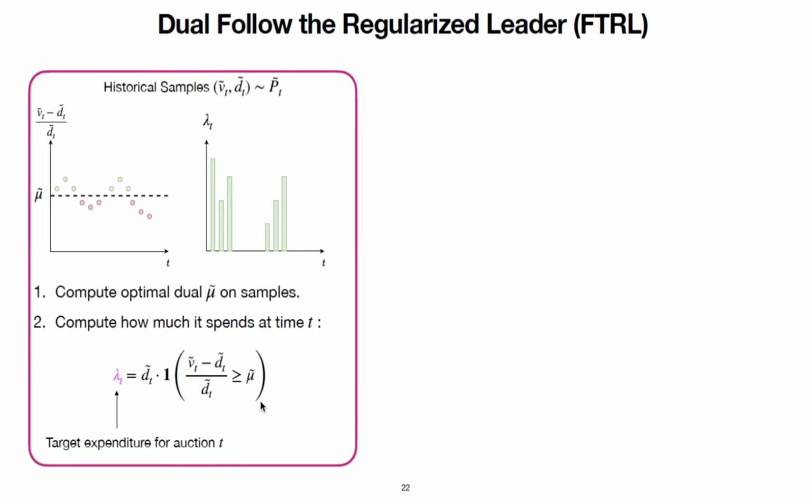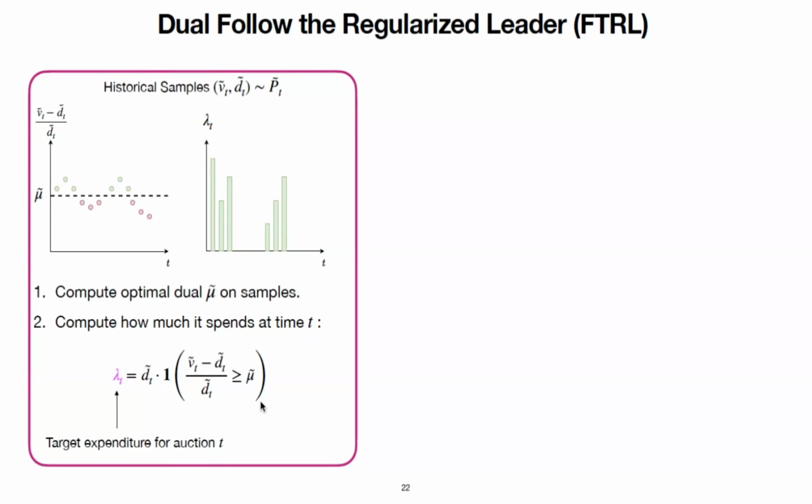That is happening as before, nothing changed. But rather than saying that I will use this mu tilde to decide my bids, which is v over 1 plus mu tilde as before, and then staying put always, I'm going to do the following. I'm going to compute how much this spends at time t. That is, if I were to bid using this mu tilde, right?